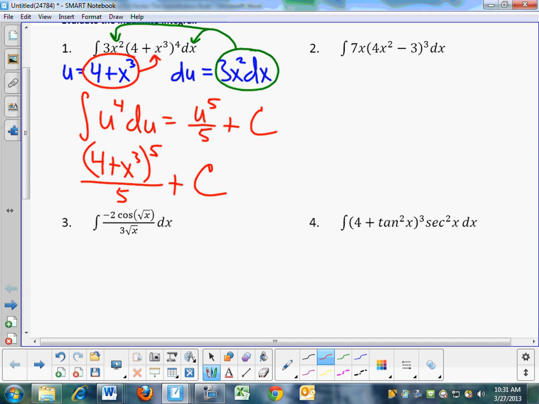Watch. Oh, you asked excellent questions. This is a very good question. What about the 3x squared? If I wanted to verify that this is in fact correct, what could I do?